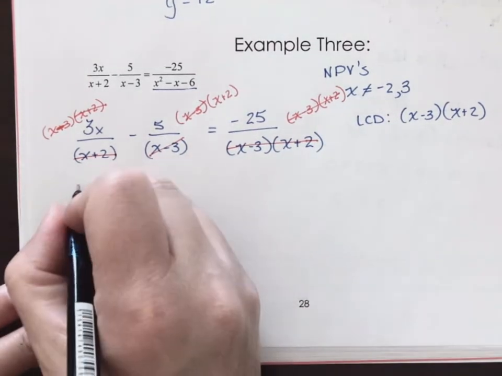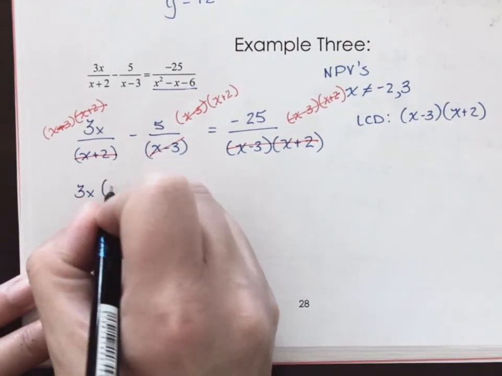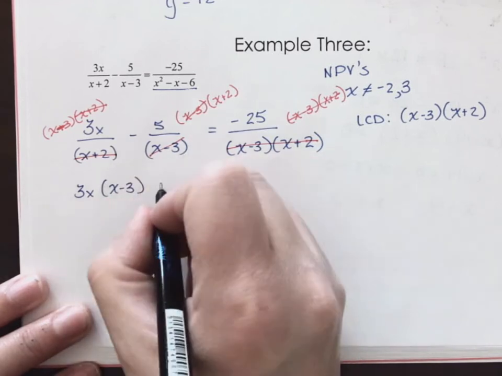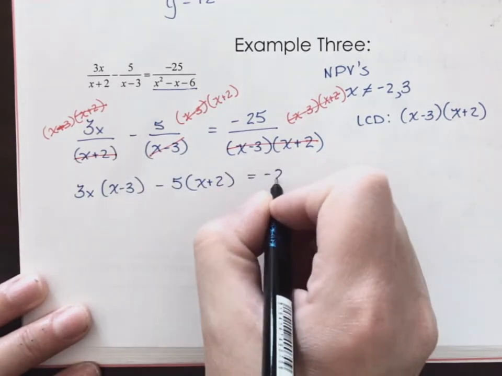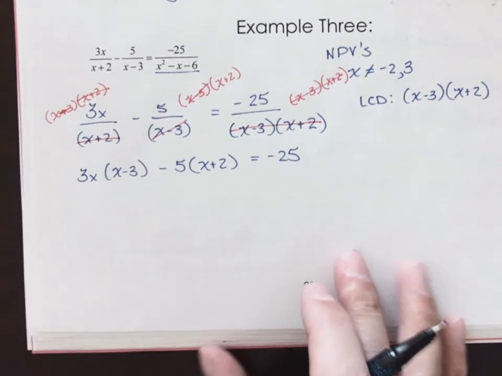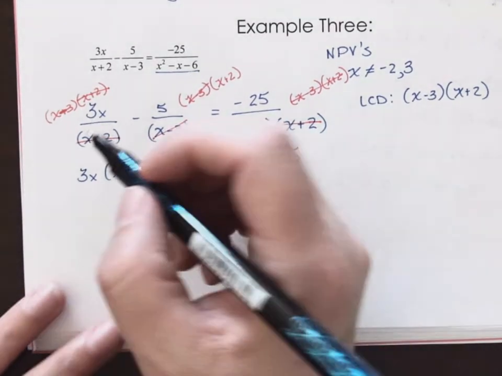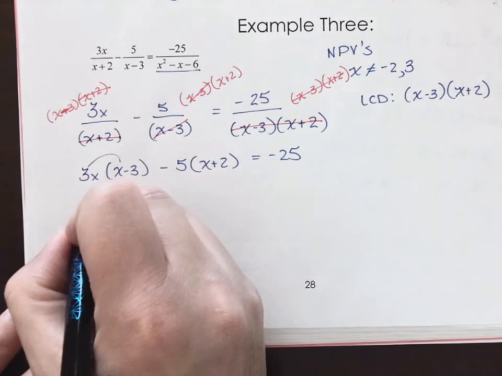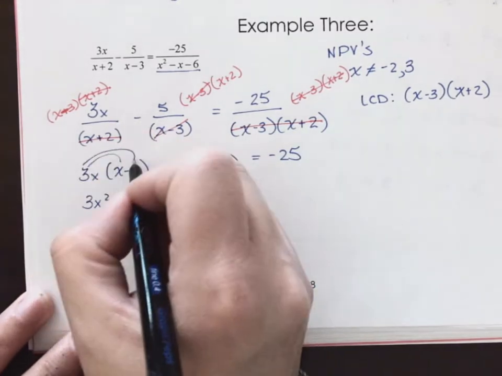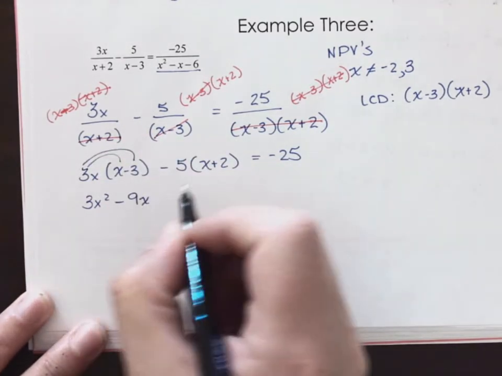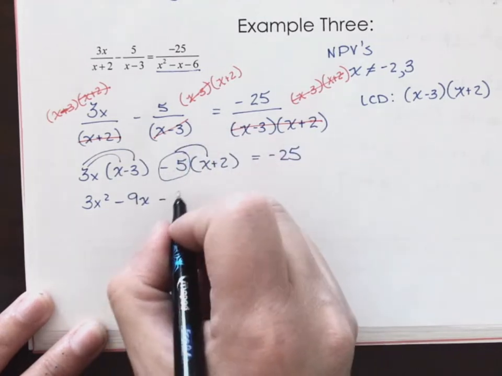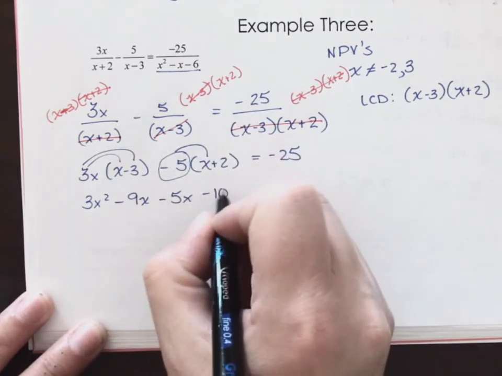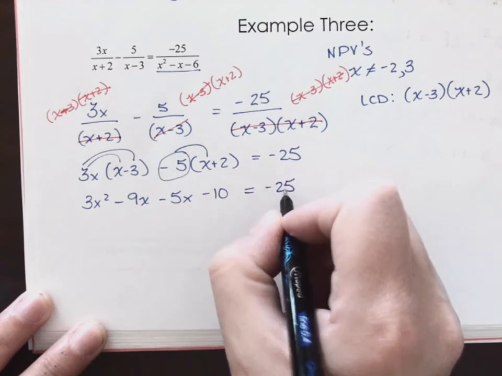So I'm left with 3x times x minus 3 minus 5 times x plus 2 equals a negative 25. So now I'm going to go ahead and I'm going to leapfrog. So I get 3x squared minus 9x. And I'm going to treat this as a negative 5. So I'm going to leapfrog that in. So I'm going to have minus 5x minus 10 equals negative 25.